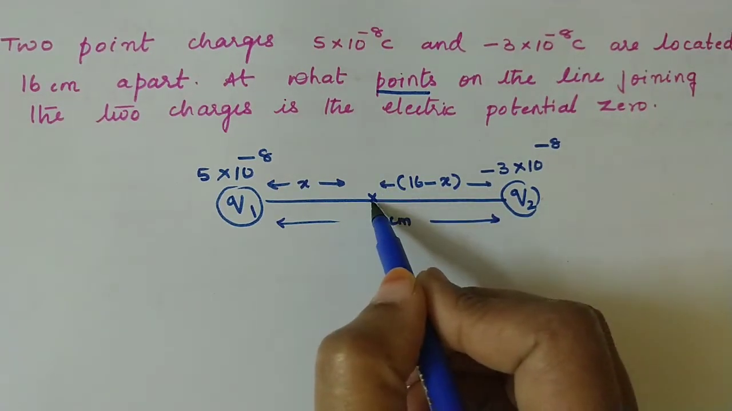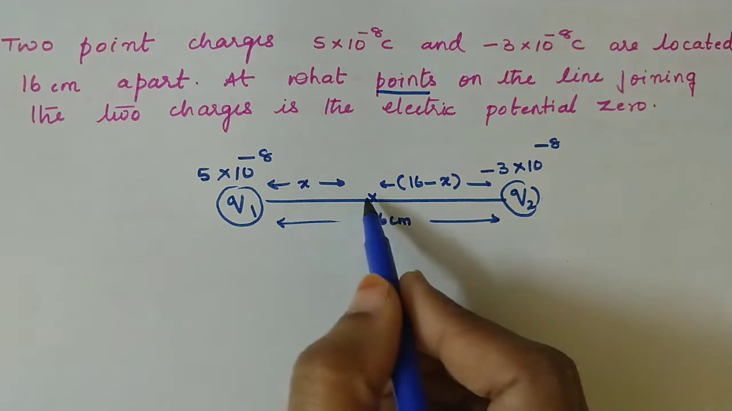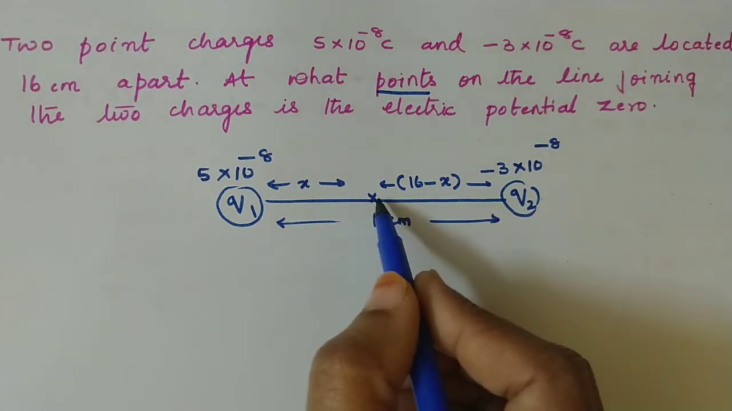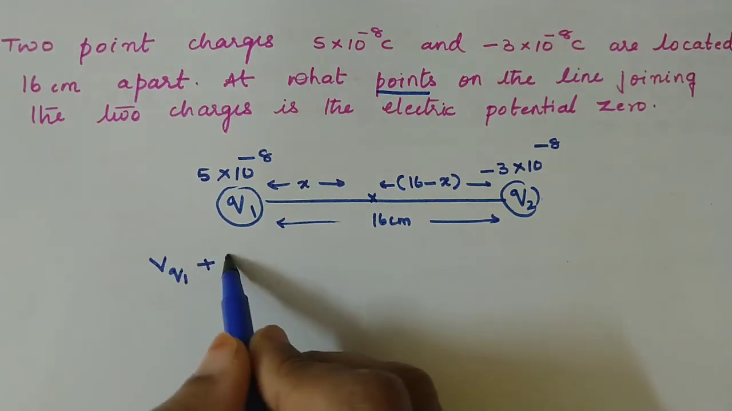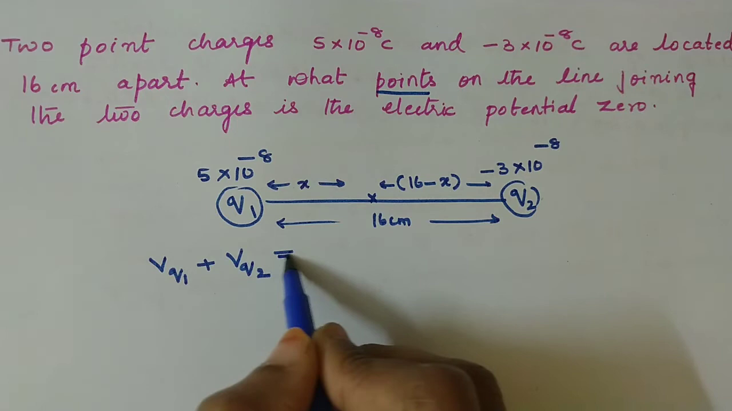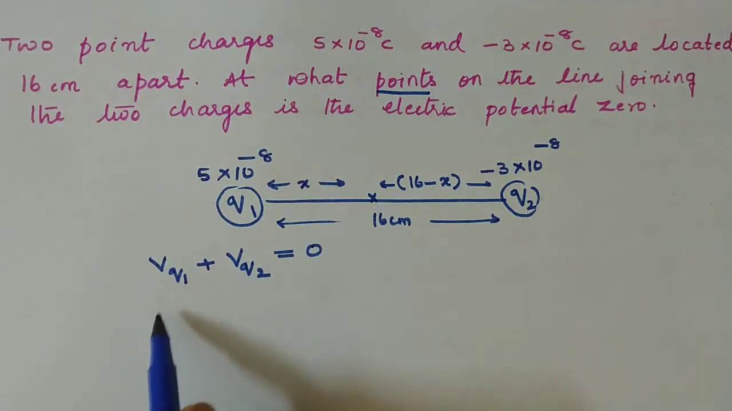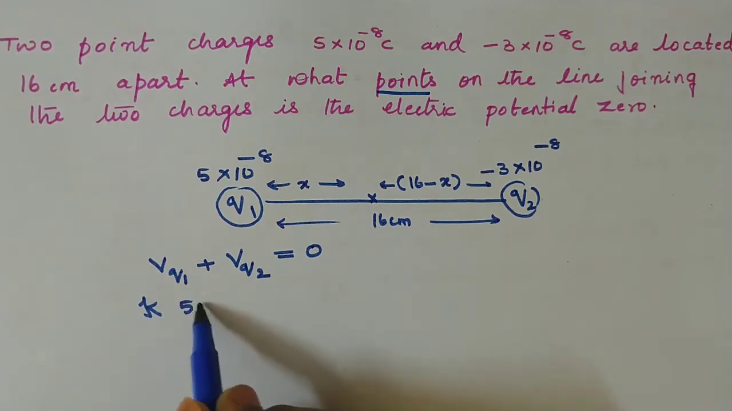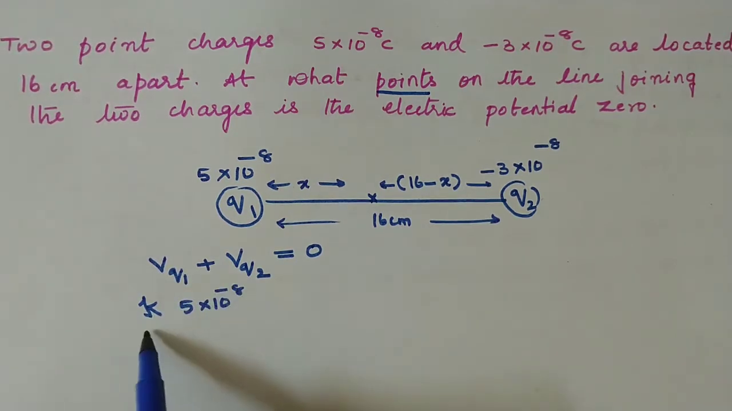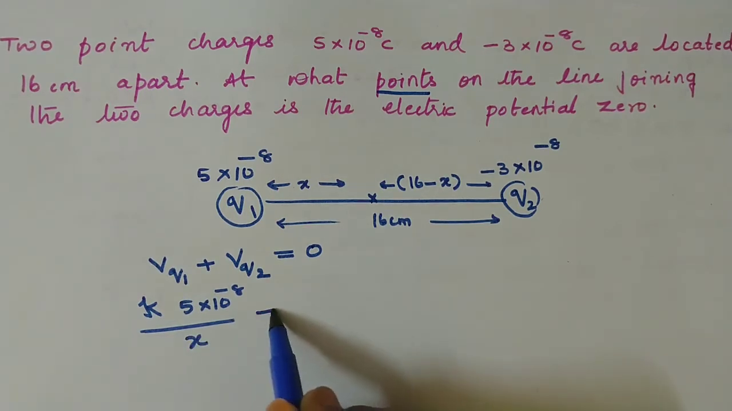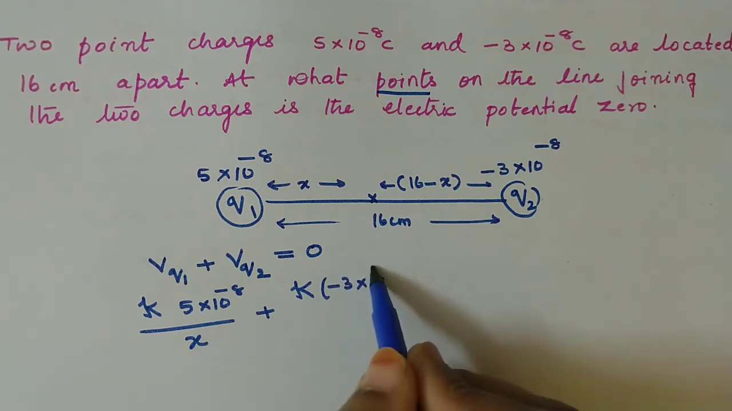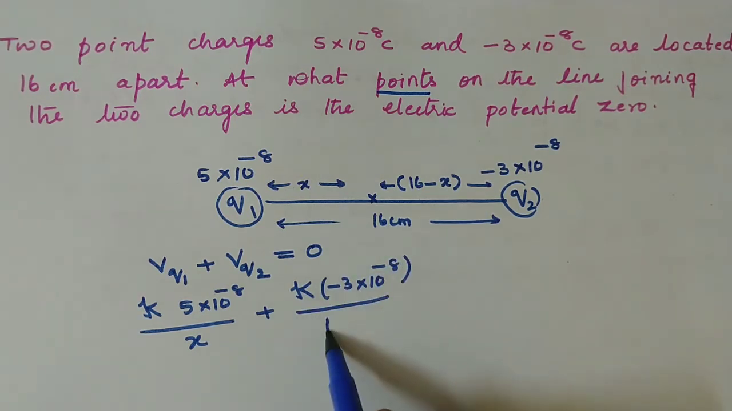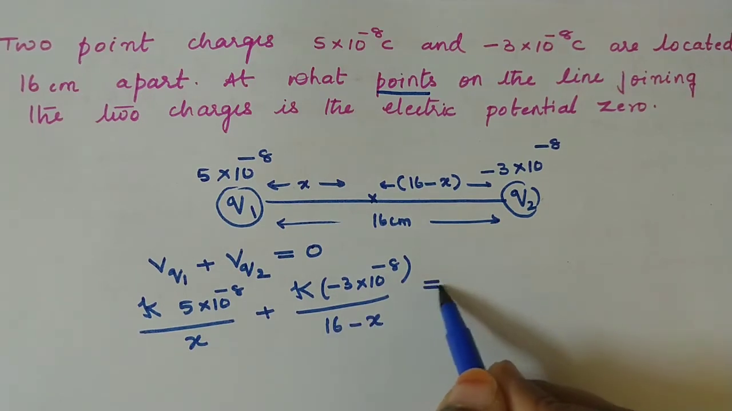So suppose potential at this point is 0, then potential due to Q1 plus potential due to Q2, the sum, should become 0. And we know electrostatic potential due to a point charge is kq by r. So k into 5 into 10 power minus 8 by the distance I took as x, plus k into the other charge, minus 3 into 10 power minus 8, by the remaining distance 16 minus x, should become 0.